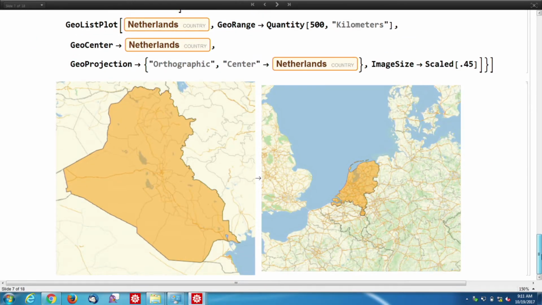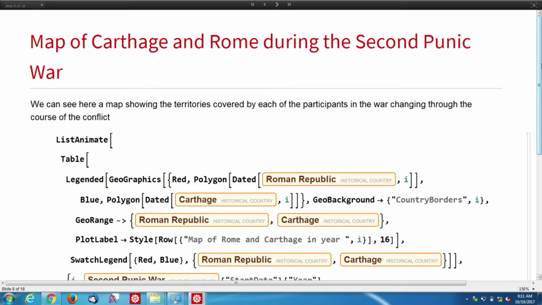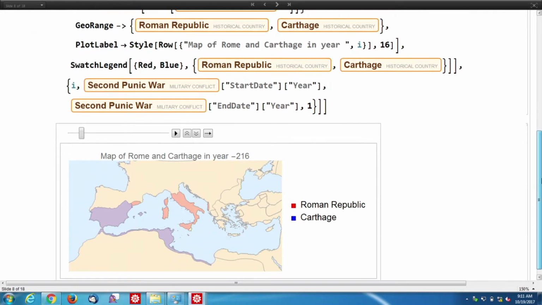We can see it here, the comparing size of these two countries, with equivalent areas of the nation at the beginning and ending. We can see an animation of how both countries evolved during the war. You can see here first the advancement of the Carthaginians and then the response of the Romans and their final victory.